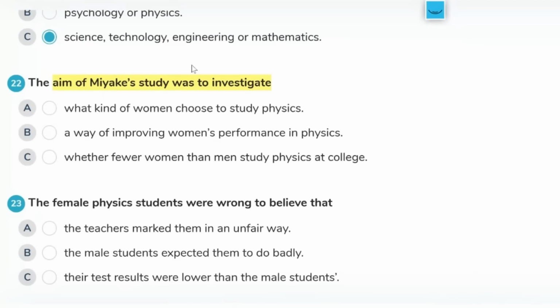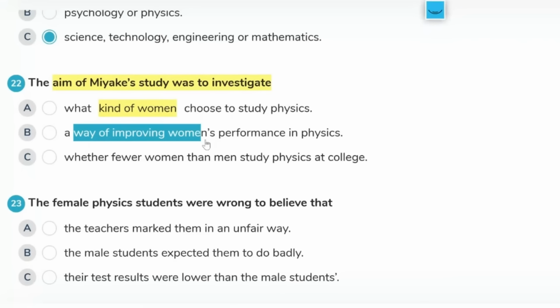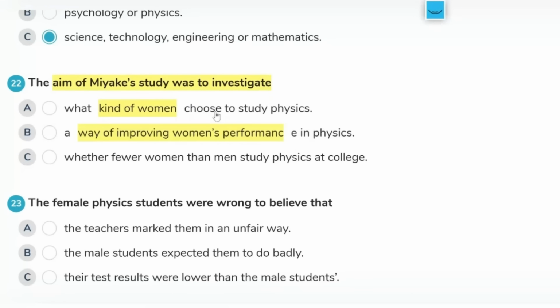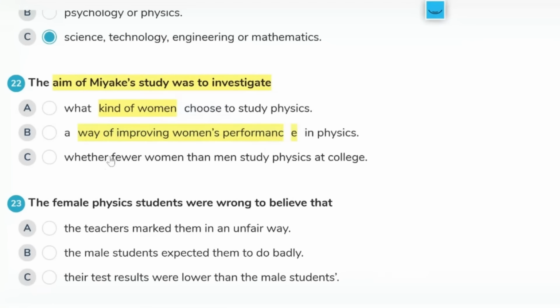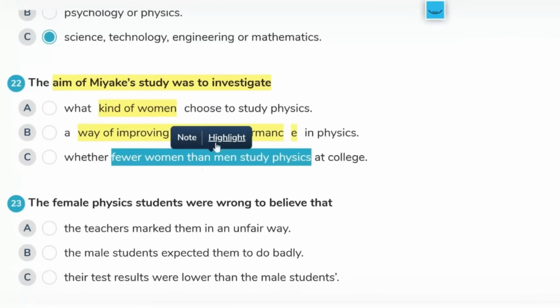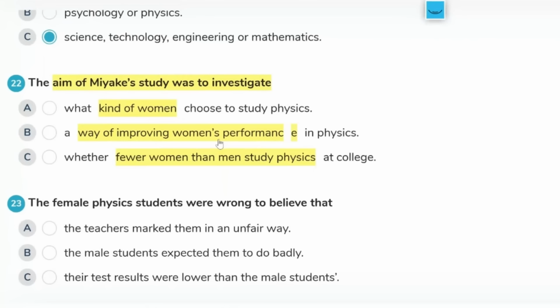Now we have three options, and what are these options? Kind of women who chose to study physics: if that is it, A will be the right answer. If they wanted to find out a way of improving women's performance in physics, then B will be the right answer. And if they wanted to find out that fewer women than men study physics, meaning more men study physics and fewer women, then C will be the right answer.